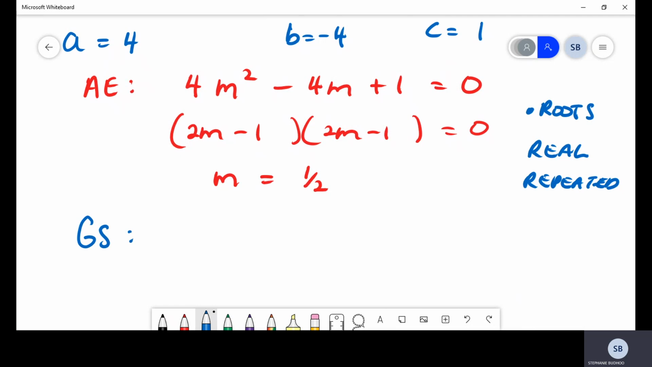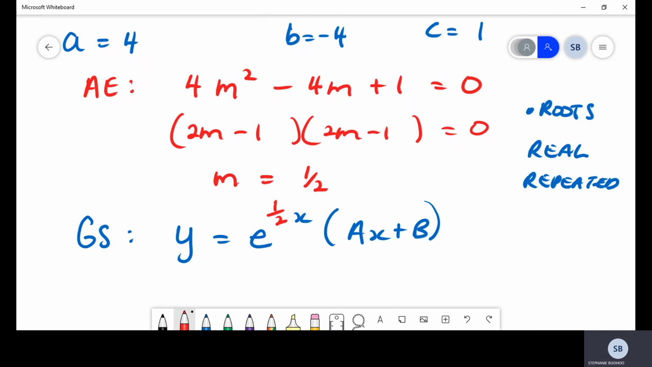Our general solution when roots are repeated is of the form y equals e to the mx times (ax plus b). For this question, we found the value of m to be 1/2. So we simply replace m with our repeated root, which is 1/2. And that's our general solution for the case where we have real repeated roots.